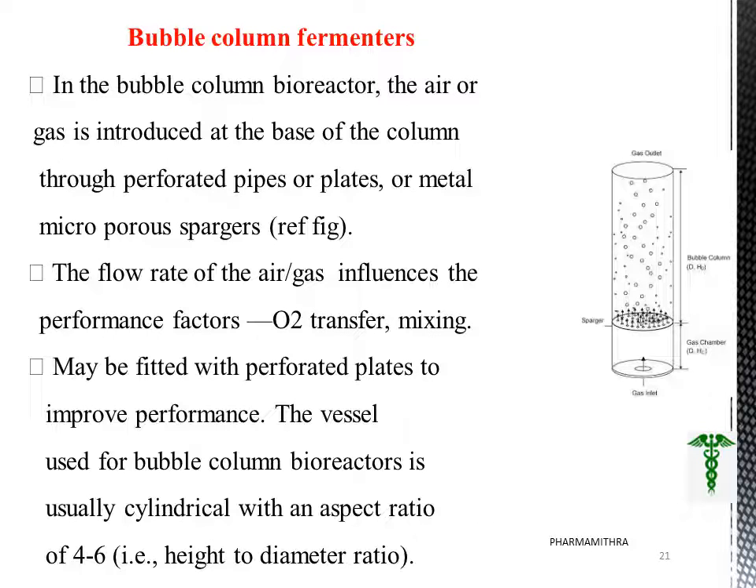Lastly, we are going to discuss the bubble column fermenter. This is the diagram of the bubble column fermenter. This is a cylindrical fermenter. In the bubble column fermenter, the air or gas is introduced at the base of the column through perforated pipes or plates or metal microporous spargers. The flow rate of the air or gas influences the performance factors, that is the oxygen transfer as well as the mixing. It may be fitted with perforated plates to improve the performance. The vessel used for the bubble column fermenter is usually cylindrical, as we already said, with an aspect ratio of 4 to 6, that is, height to diameter ratio is mostly 4 to 6.